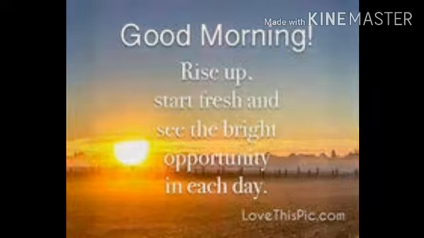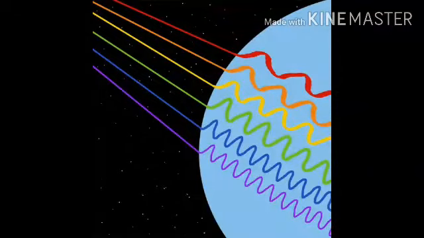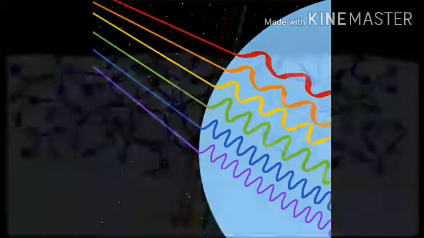In our last class, children, we have studied about the redness of the sun at the time of sunrise and sunset. Today we shall study about why the sun appears to be pale yellow in color at the time of daytime. The seven colors have different wavelengths, children. Red color has the longest wavelength and the violet color has the shortest wavelength.